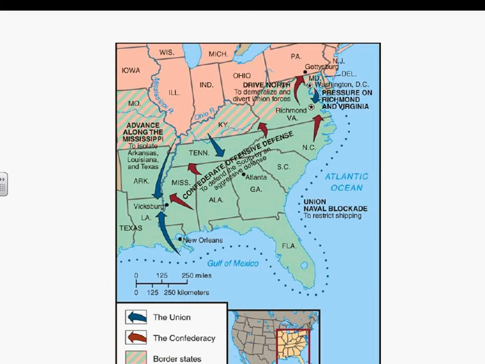Here you can see where the Union was trying to pressure the Confederacy, and the red where the Confederacy was trying to pressure the Union. The border states, Missouri, Kentucky, Virginia, Maryland, and Delaware, this is where it will be fought.